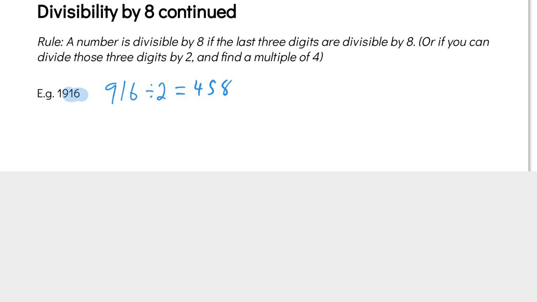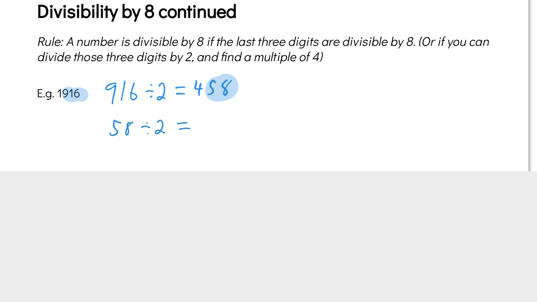So all we need to do, we know that the hundreds are already in groups of 4. So we just look at these last 2 digits. So how do we find out if it's a multiple of 4? We take 58 and we see if we can divide it by 2.